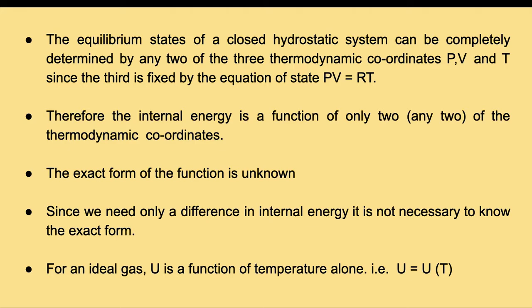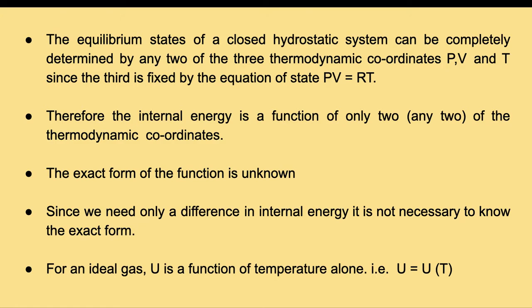The equilibrium states of a closed hydrostatic system can be completely determined by any two of three thermodynamic coordinates P, V, and T, since the third is fixed by the equation of state PV equals nRT. This we have mentioned. So, if you can represent your thermodynamic system with P, V, and T, only two are necessary because the third one is fixed with this equation PV equals nRT. That means suppose you know P and V, you can find the value of T. That means only two are independent variables.